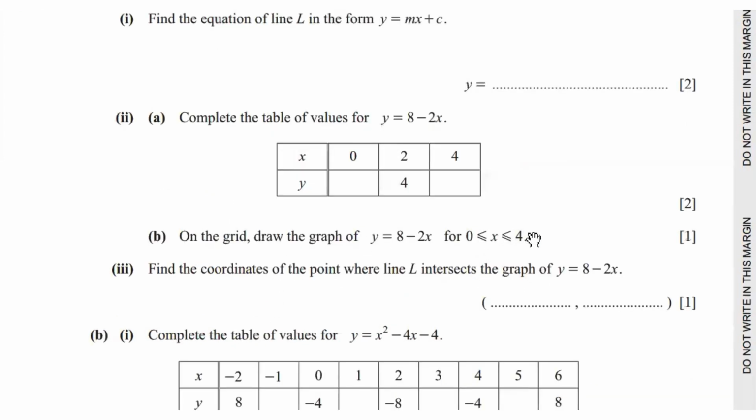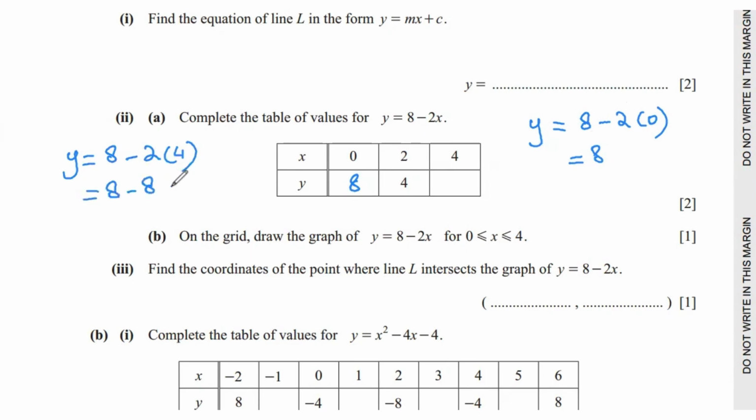Complete the table of values for y equals 8 minus 2x. So we substitute these x values in the equation to find the corresponding y values. First, y equals 8 minus 2 times 0. That's 8. And y equals 8 minus 2 times 4. That is 0.